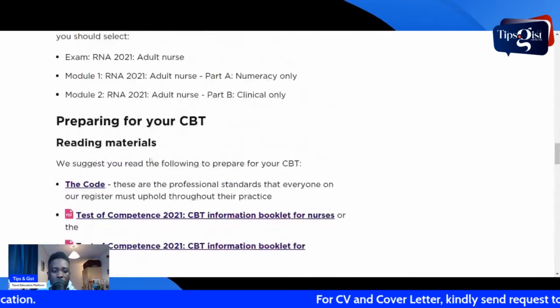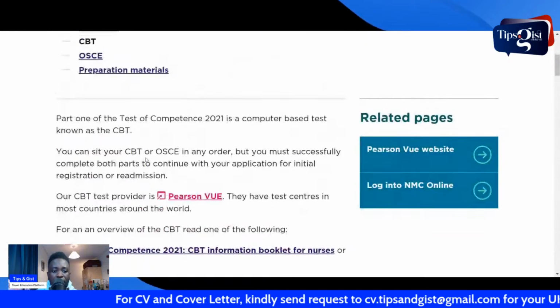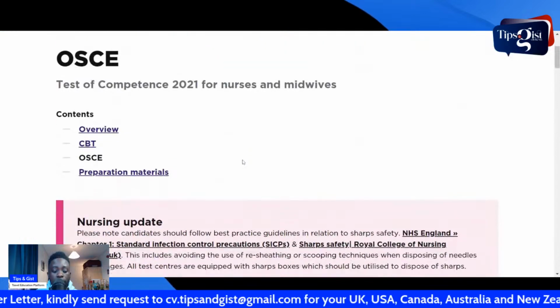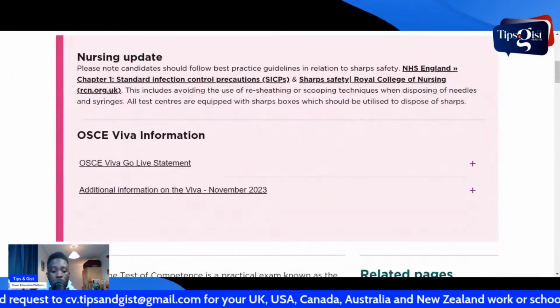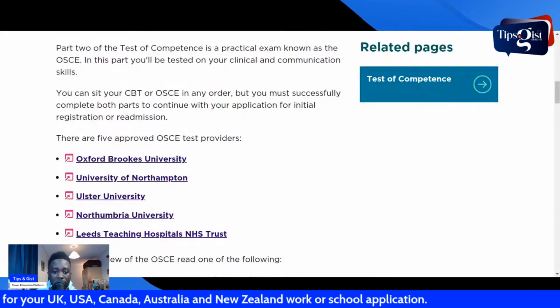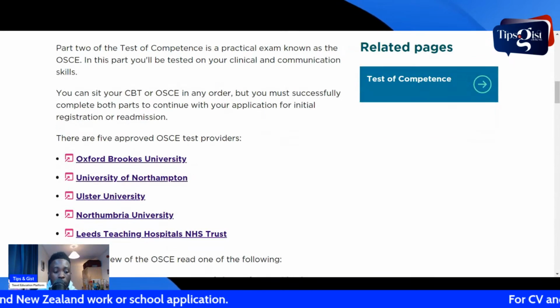Let us look at the OSCE too, and quickly we go on the Pearson VUE website to make some rehearsals of CBT. As for OSCE, you are going to do that when you come to the UK. Your trust is supposed to train you. It's a practical something, so we cannot do rehearsals over here. You are supposed to go to the ward to do practicals and for you to know how to do it.